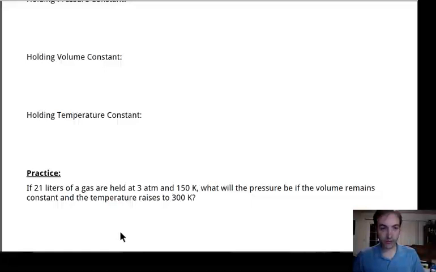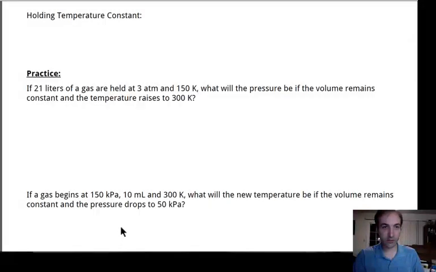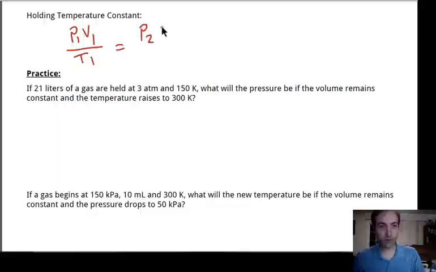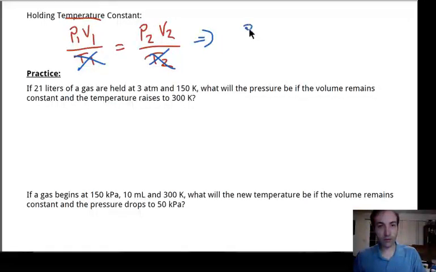Alright, so hopefully you paused it and tried. Let's go ahead and do it together. So essentially, if we're holding the temperature constant, the equation is P1 V1 over T1, which equals P2 V2 over T2. And we know that temperature is being held constant, which means that temperature essentially disappears. So we get rid of it. So our new equation is P1 V1 equals P2 V2.